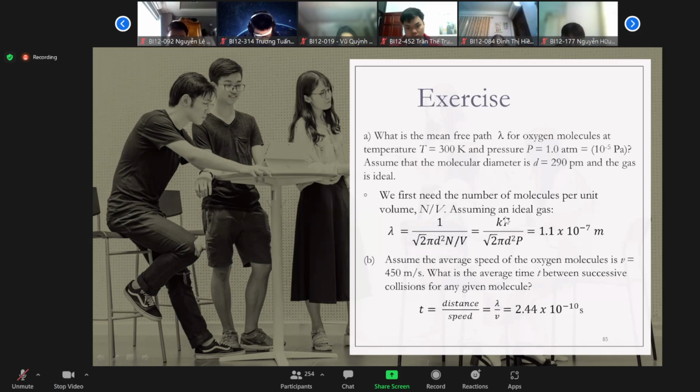Yeah. The Boltzmann constant is what we know. The temperature is given here. This is what we know. The pressure is what we know. Then we rewrite this ratio.